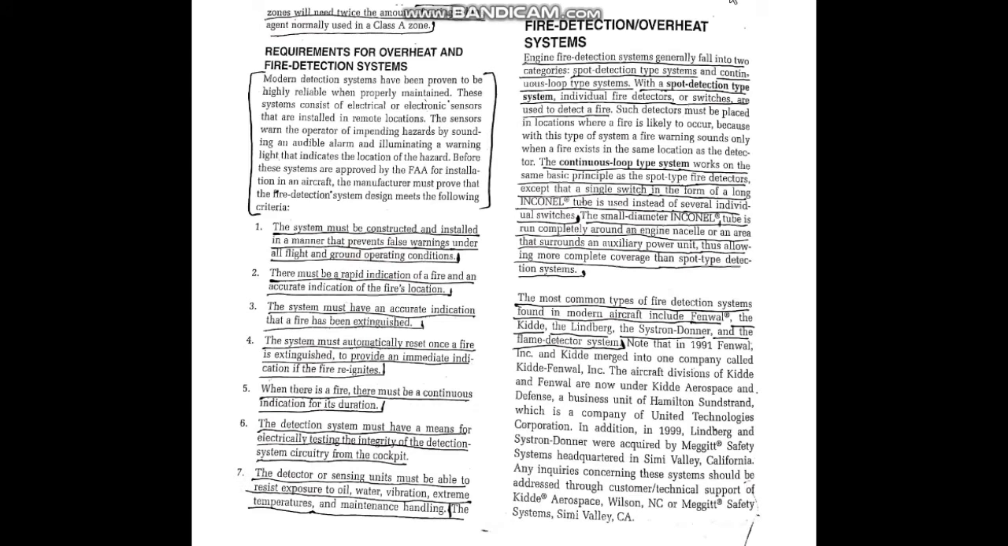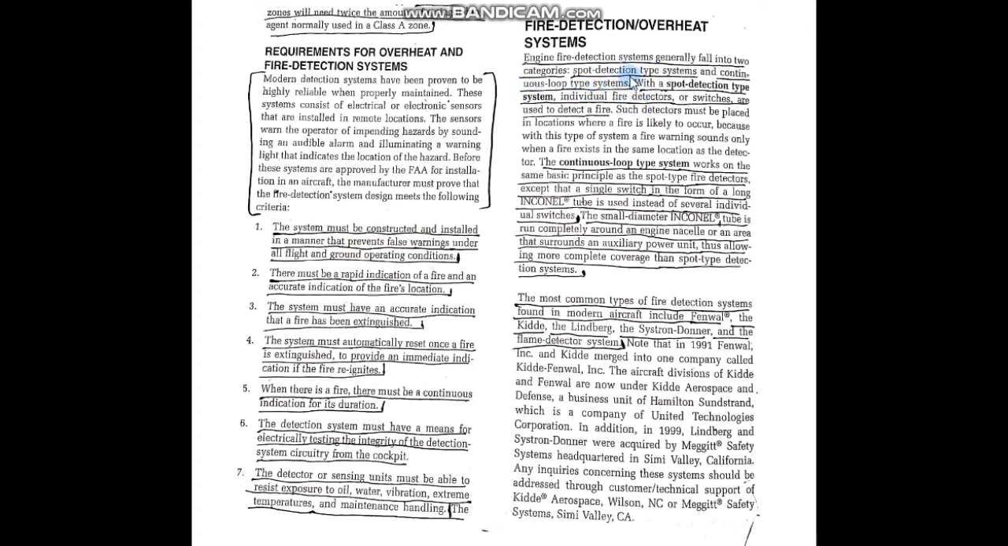Today we will talk about the fire detection overheat systems, and I will illustrate the categories of fire detection systems and the types of fire detection systems. First, engine fire detection systems generally fall in two categories: spot detection type systems and continuous loop type systems.